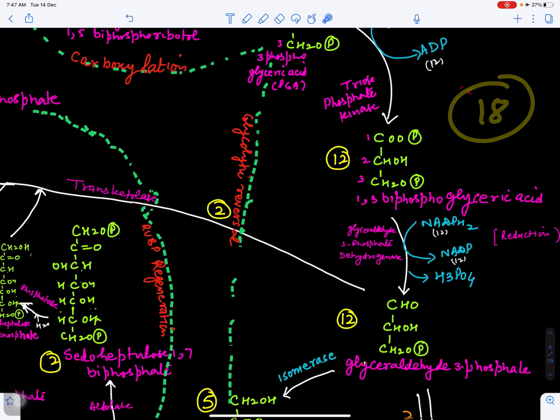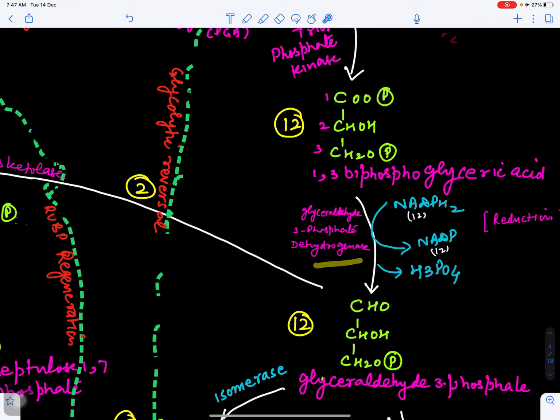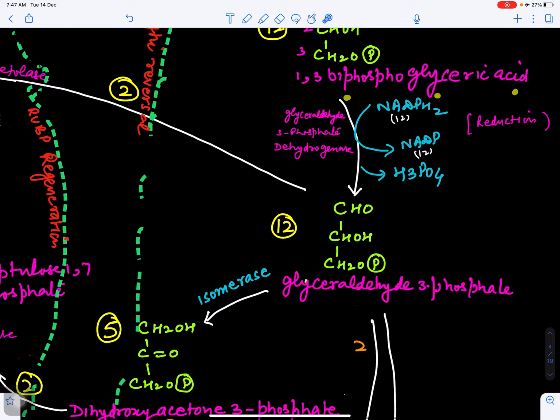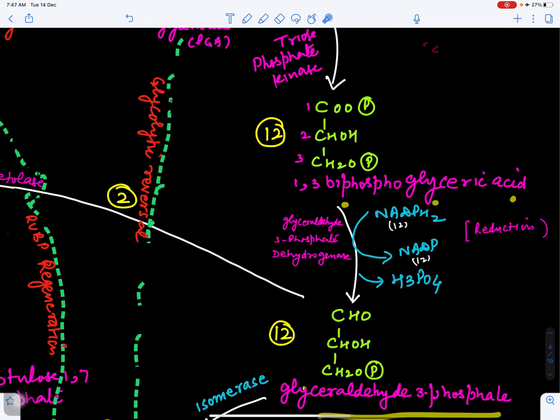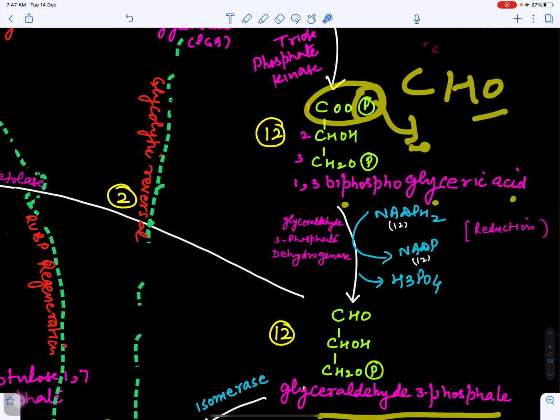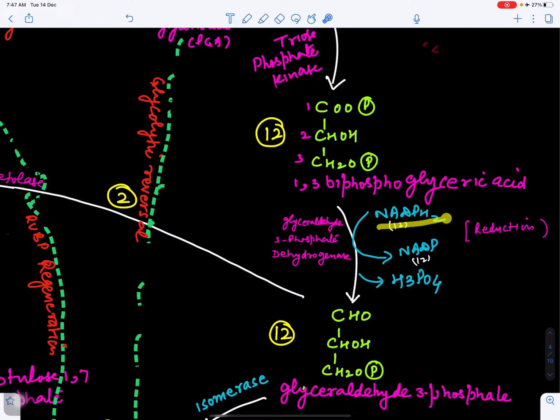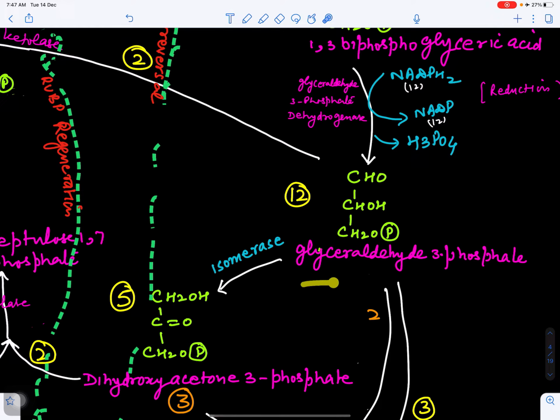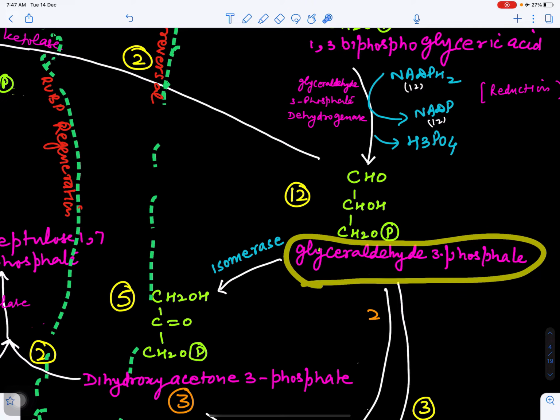Now this 1,3-biphosphoglyceric acid will be reduced in the presence of glyceraldehyde 3-phosphate dehydrogenase, and hydrogens will be donated by NADPH2. This will donate the hydrogen and this 1,3-biphosphoglyceric acid will be converted to glyceraldehyde 3-phosphate. Here this group will be converted into CHO and this phosphorus will be liberated and accepted by water to form phosphoric acid, H3PO4. After donating hydrogen, NADPH2 will get converted to NADP. So we'll get 12 molecules of glyceraldehyde 3-phosphate, which has an aldehyde group.